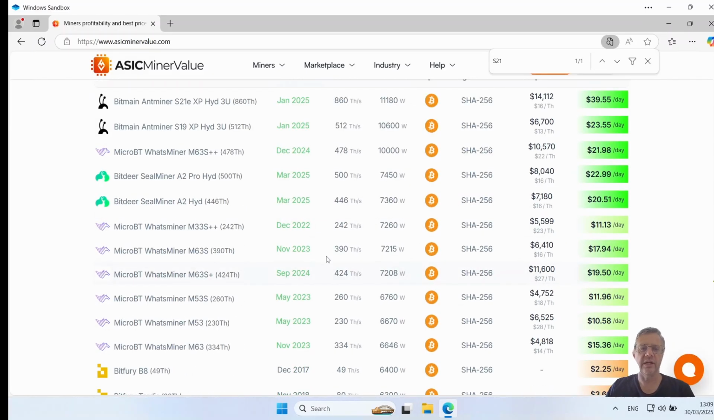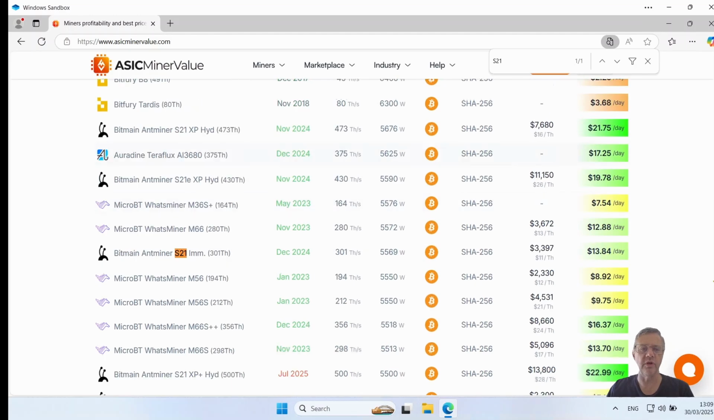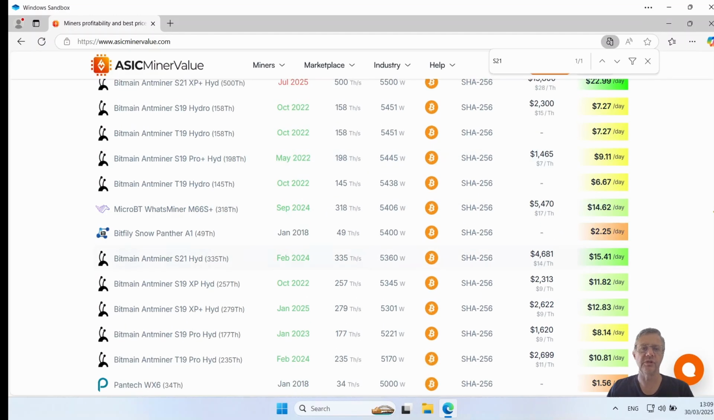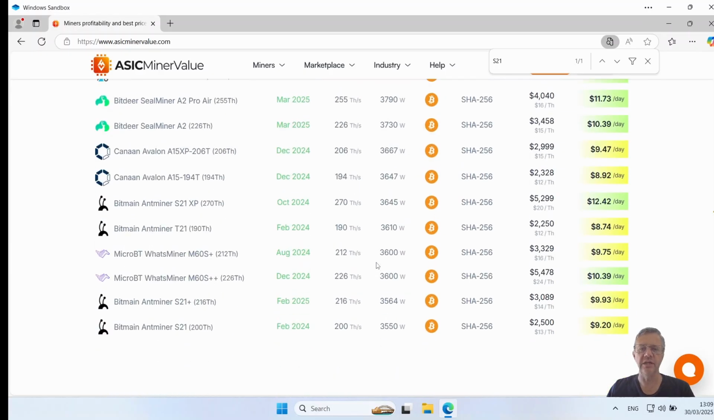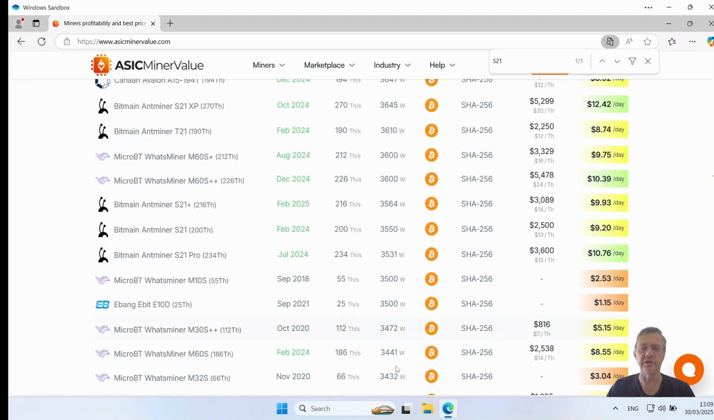Okay, let's try jumping down and finding something like the S21. So these are all three-phase miners. We'll skip that. Let's just stick to single-phase miners. Okay, so there's still three-phase here. Okay, so this is a really popular single-phase miner. So in this territory, we can see we're sort of around the 3,500 watts territory. Okay, so now we know how much power we need.